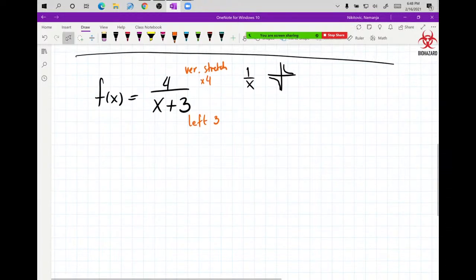When we're tested on this, would we be ignoring the vertical stretch too? Yes, you will be ignoring it because you can't really. I mean, you could, but it's just too much.